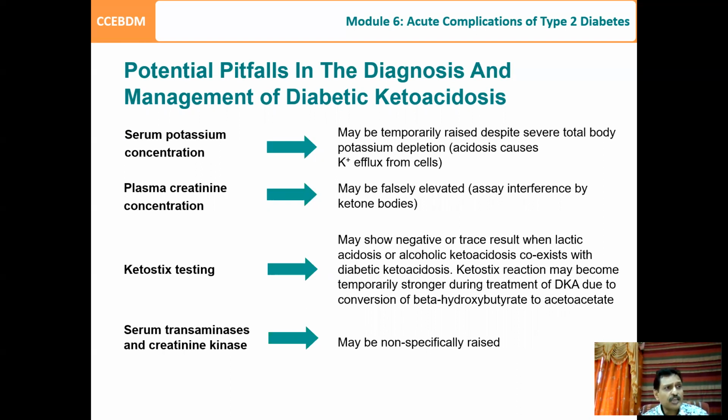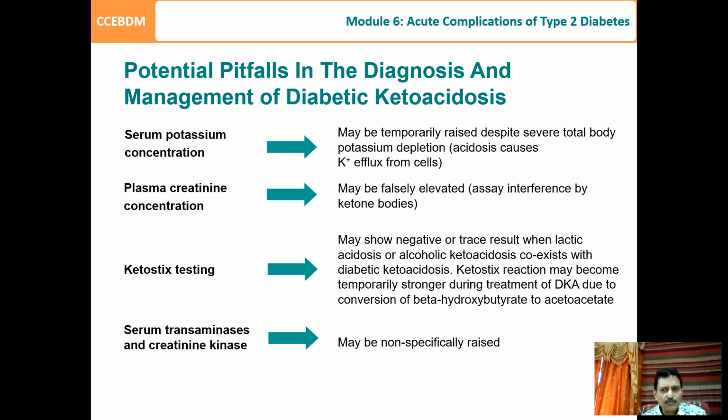Ketosticks: when you are checking the patient with ketosticks, the ketostick reaction may become temporarily stronger during the treatment of DKA because of conversion of beta-hydroxybutyrate to acetoacetate. So don't depend on the result of the ketosticks. You have to look whether the glucose value is going down or not, whether the patient symptomatically improves or not, and very, very importantly, whether the renal function is adequate or not, whether the patient is passing a good amount of urine or not.